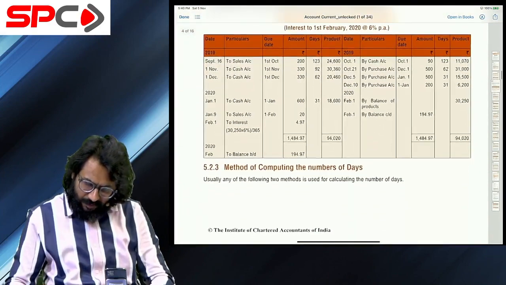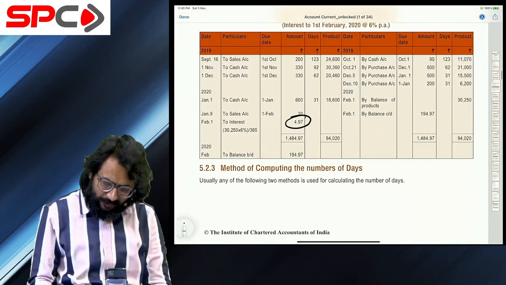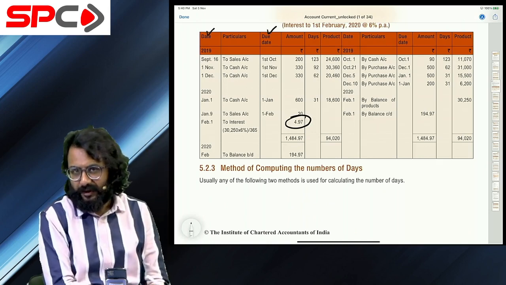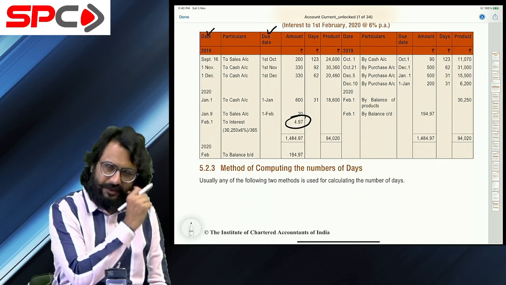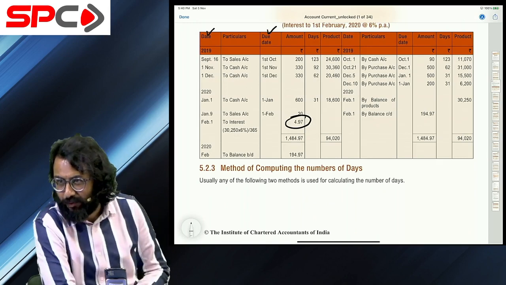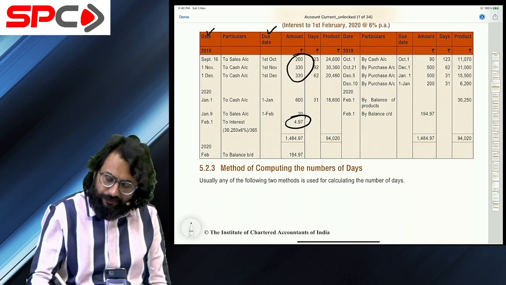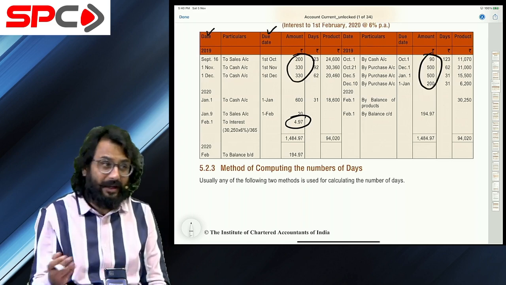Yes. Have you seen the 4.97? But if you see, they have added one more column, date and due date. I have directly taken due date because I did not have space. But maybe next time onwards, we can have one more column of due date. So first, what you do is you post the amount. Then you calculate the number of days.